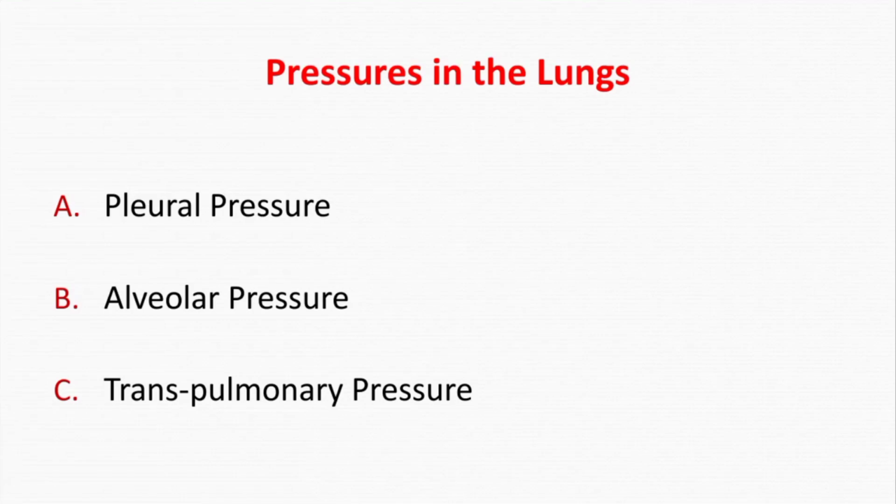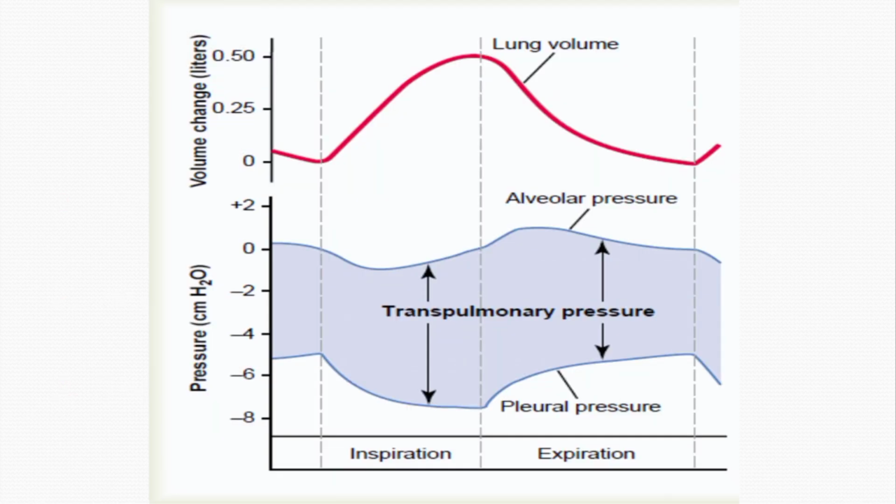I am Professor Dr. Muhammad Usman, and in today's short video we will discuss various pressures in the lungs and the mechanics of breathing, or the mechanism of breathing. So there are three pressures which are important regarding our lungs, that is pleural pressure, alveolar pressure and transpulmonary pressure. Now in this graph you can see all of these pressures. On the x axis there is inspiration and expiration, and on the y axis we have the pressure.